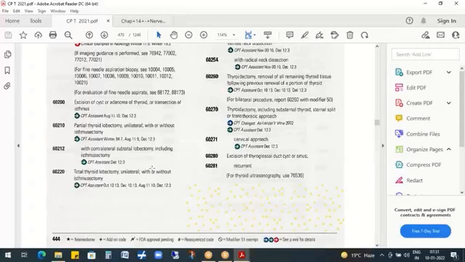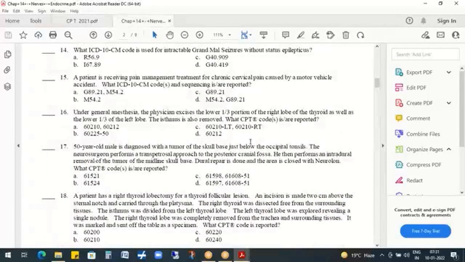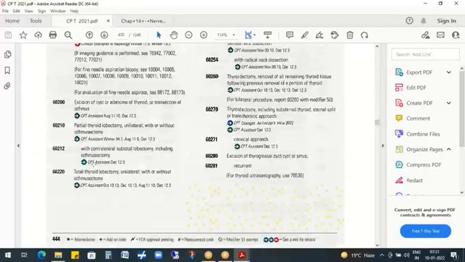Why you coded both the codes? Dimple, you coded C. Why you coded C? When you are having a code, sir, because of left lobe and right lobe. C, what is the meaning of contralateral, Dimple? Yes, sir. Opposite side. The opposite side. If you read the code description of 60212, read the code description 60212.